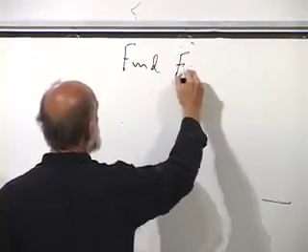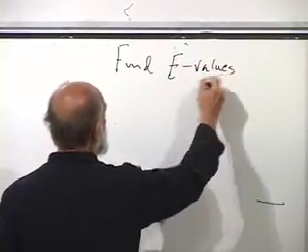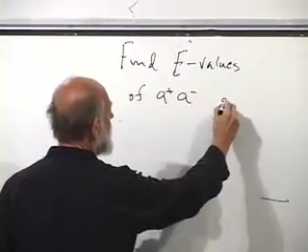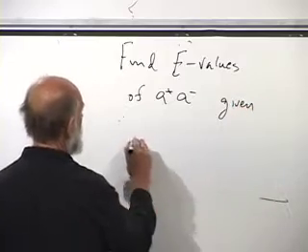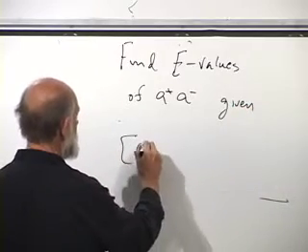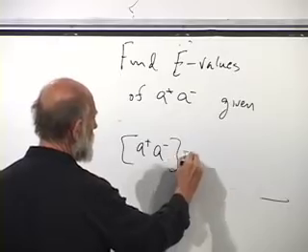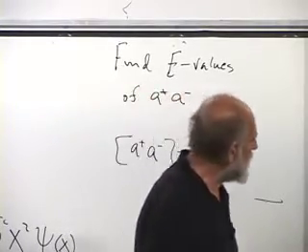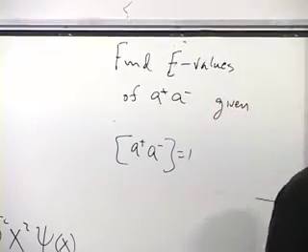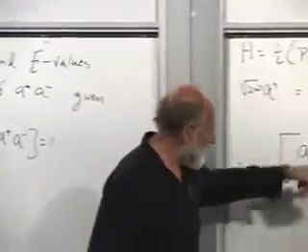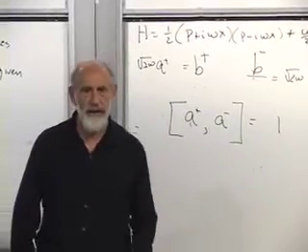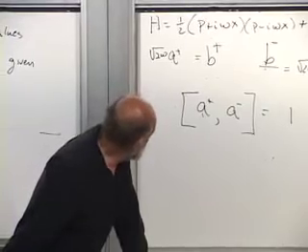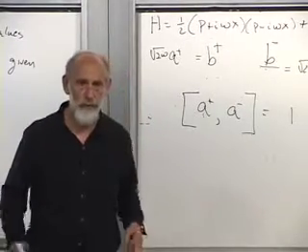Find the eigenvalues, e-values, of A plus A minus, given that the commutator of A plus with A minus is equal to 1. Now, did I get the sign right? I wasn't very careful when I was doing it. Anybody having to go look quickly through the notes? It's either +1 or -1. I wasn't careful. I should have been more careful.